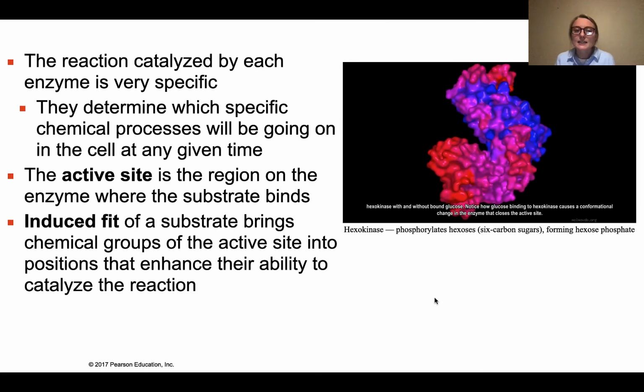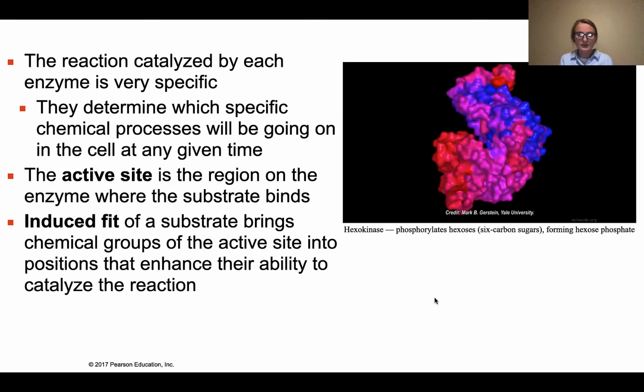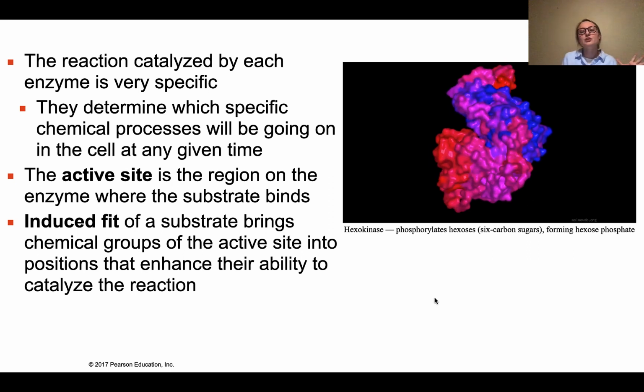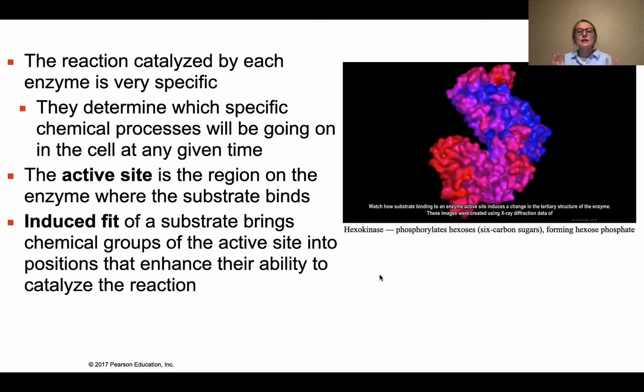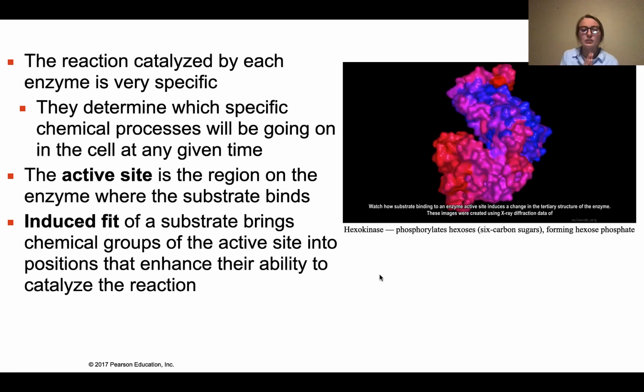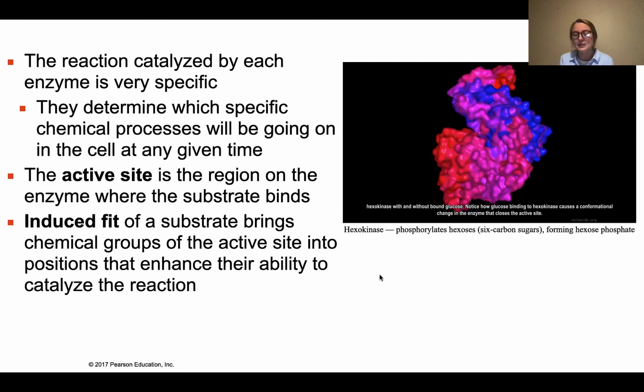So that specificity is what determines which chemical process will be happening at any given time. Whenever the substrate binds to the active site, something happens that we call induced fit. So induced fit is whenever the chemical groups of the active site are kind of brought into positions that kind of hug that substrate, enhancing the ability to catalyze the reaction.